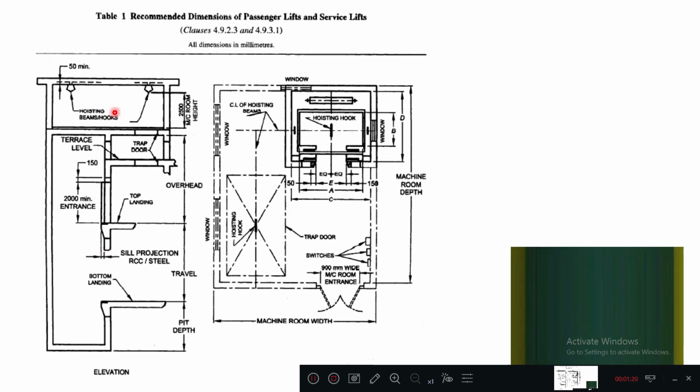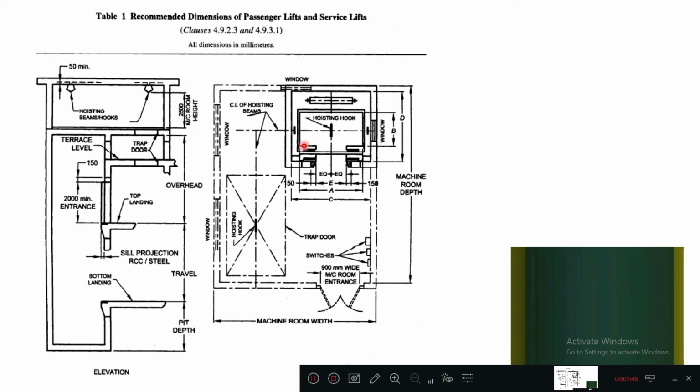Can you see? This is the elevation part. This is the lift well, the total lift well. This is the machine room. This is the landing portion, this is the bottom landing portion. Like that it is given. This is the total enclosure, and in that, this portion is called the lift well.